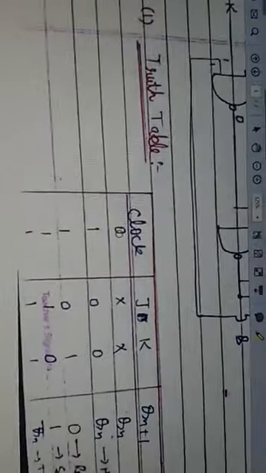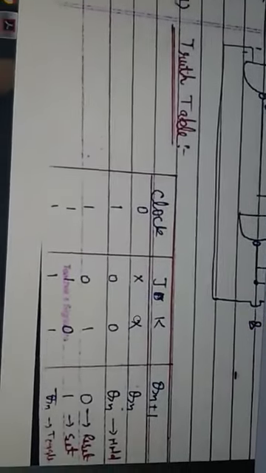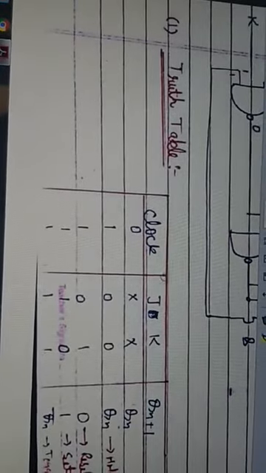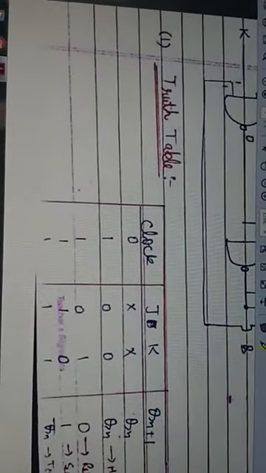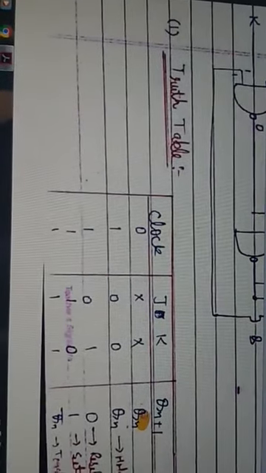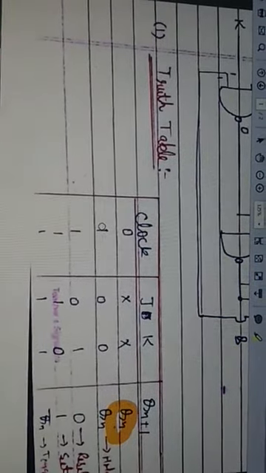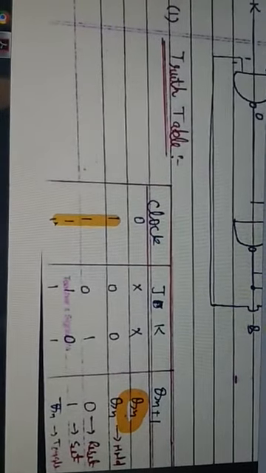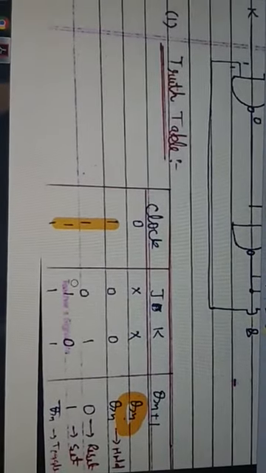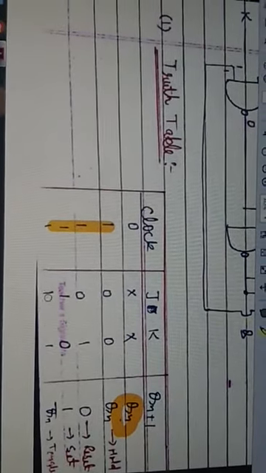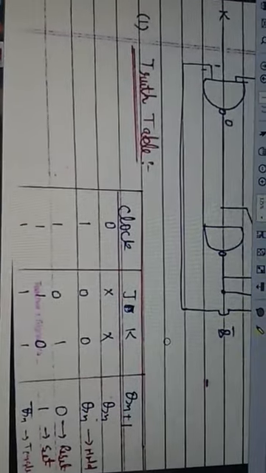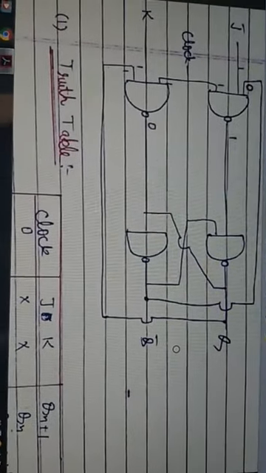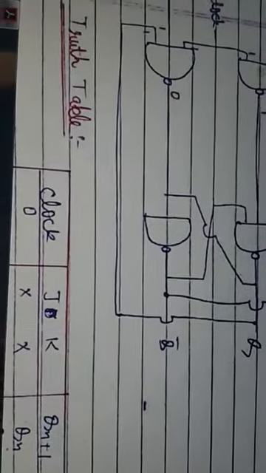If the clock is 0, whatever the inputs J and K are, the output is not dependent on them, so there is no change in the output. If the clock is 1, there are the combinations 0 0, 0 1, 1 0 and 1 1. The first combination is 0 0, implemented in this circuit.